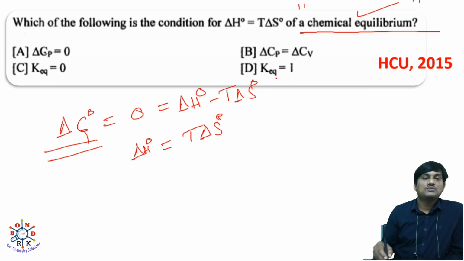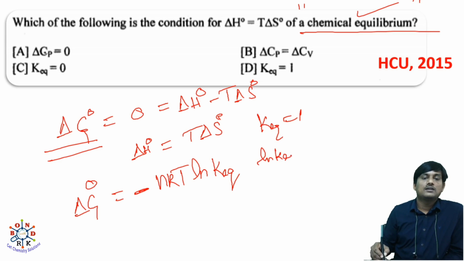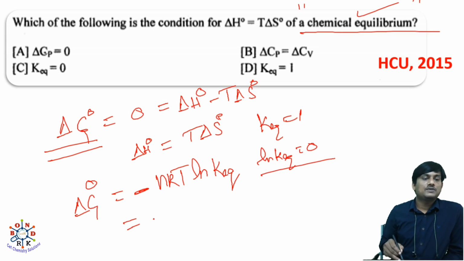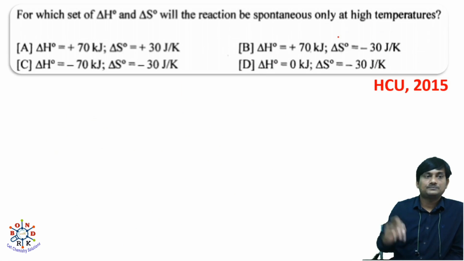We know the relation between K equilibrium and delta G naught. Delta G naught is equal to minus nRT ln K equilibrium. Suppose K equilibrium is equal to 1. We know that ln K equilibrium is equal to 0. So delta G naught is equal to 0 when K equilibrium is equal to 1. So this one is the correct option.